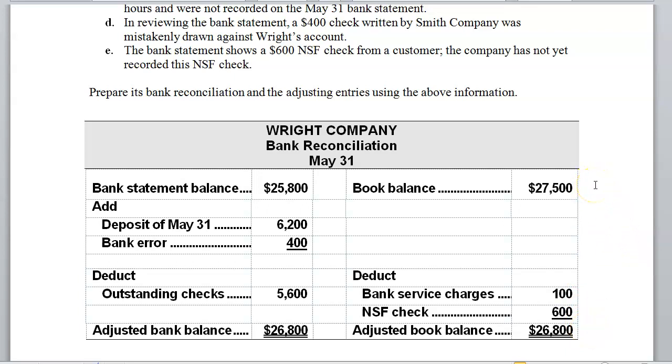Remember, our general ledger shows $27,500, and it should be $26,800. So we need to make a credit to cash, that reduces our cash, for the bank service charges and for the NSF check. So for the bank service charges, we would have some kind of account. It could be called bank service expense. It could be miscellaneous expense, whatever's on our chart of accounts. In the NSF check, we would debit accounts receivable. We would put it back on our books, and we would call the customer again and say, you still owe us the money.